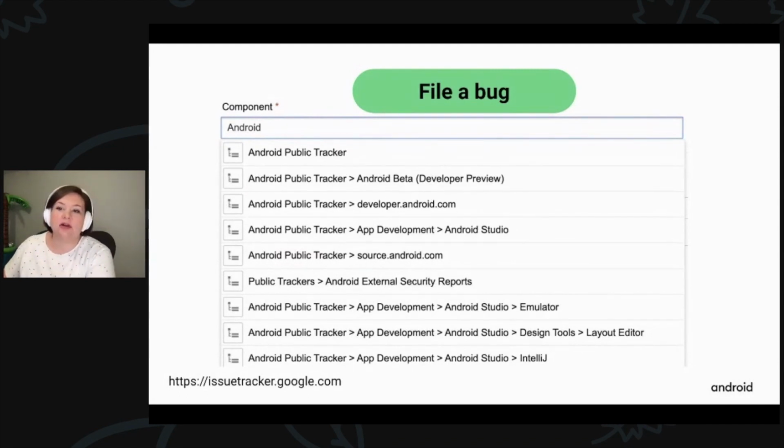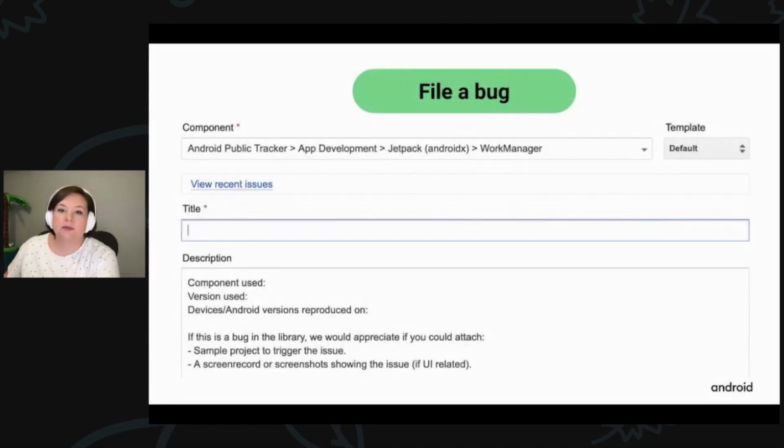Filing an accurate bug report is incredibly important. The more details that are available, the better. You can search for the particular component. This might be a feature or a library. Each component can have a different template with the fields that are relevant to it. Please take the time to fill out those questions and provide a sample project if at all possible. This shows that you're serious enough about the bug to spend time on it, which will allow Googlers to also spend time on it.